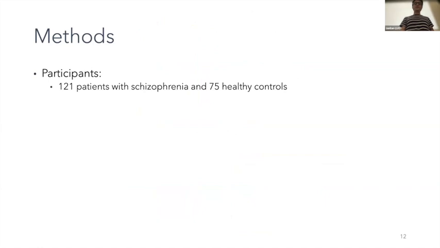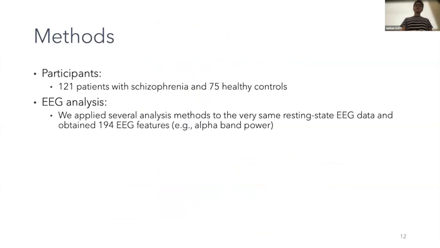So we analyzed the data of 121 patients with schizophrenia and 75 healthy controls. And we applied the methods that I showed you before, and also many others. So we looked at the literature. We found methods that were applied to analyze data of patients, and we employed these methods, and also some others which were used to study other populations. So through all these methods that we applied, we obtained 194 EEG features. So one feature would be the power in the alpha band, for example.